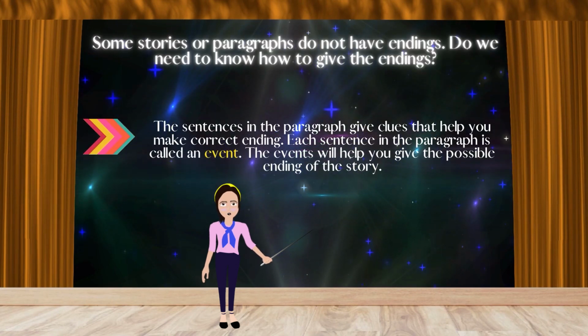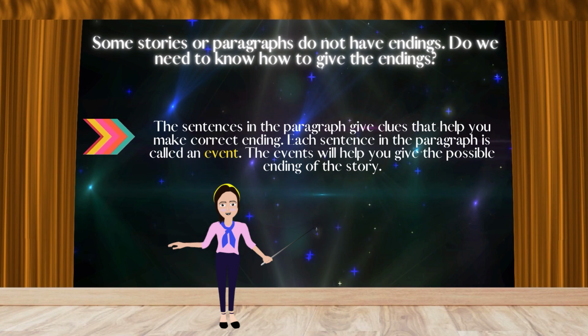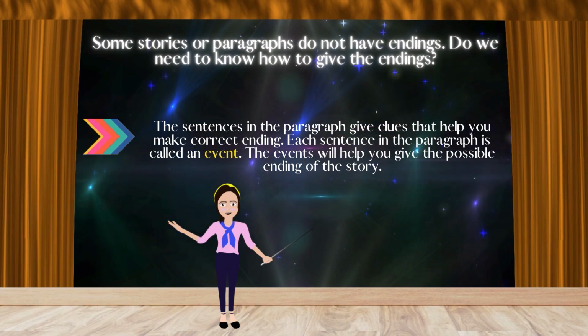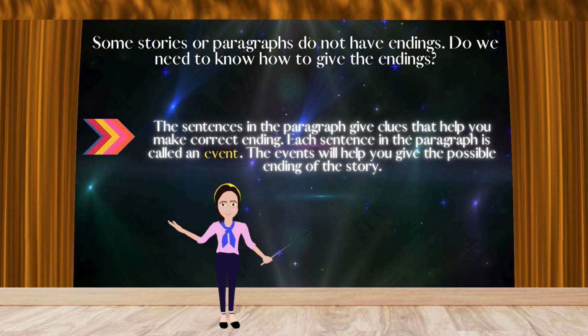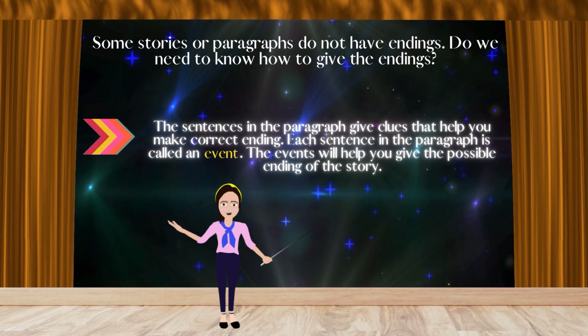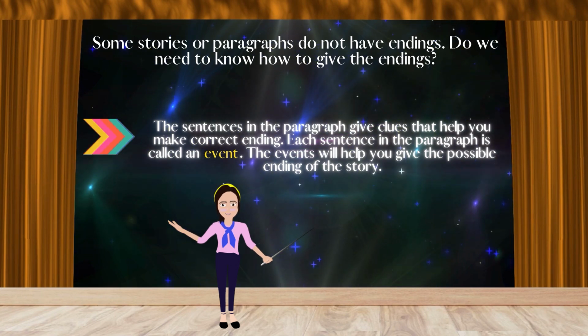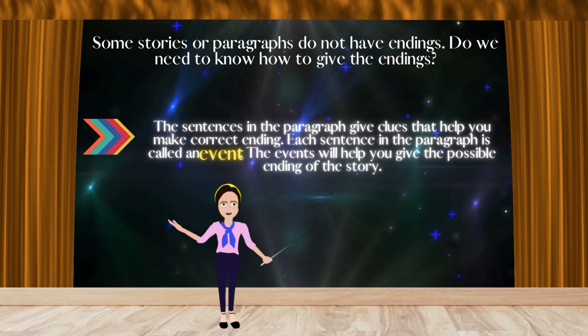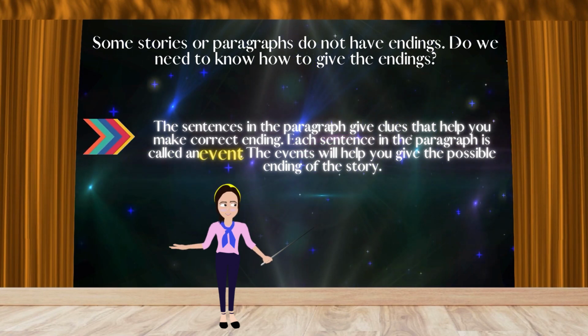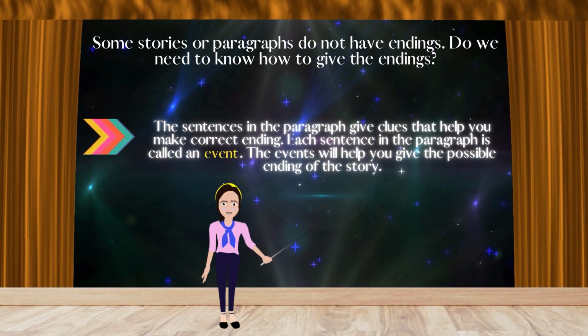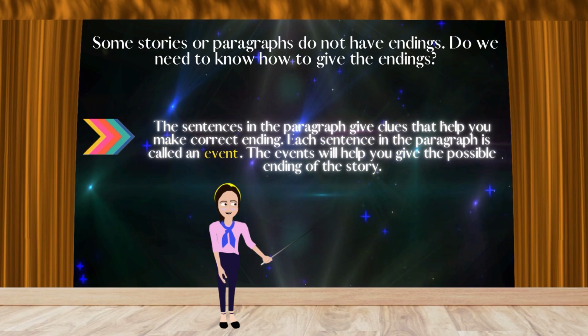Some stories or paragraphs do not have endings. Do we need to know how to give the endings? The sentences in the paragraph give clues that help you make the correct ending. Each sentence in the paragraph is called an event. The events will help you give the possible ending of the story.